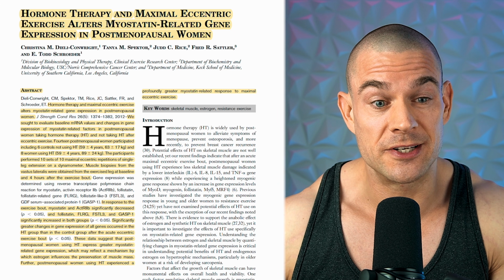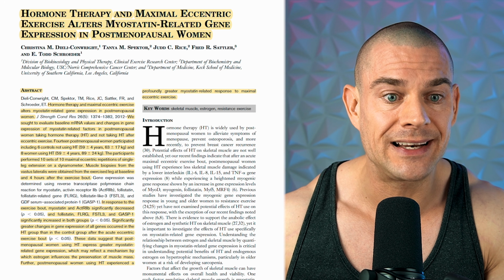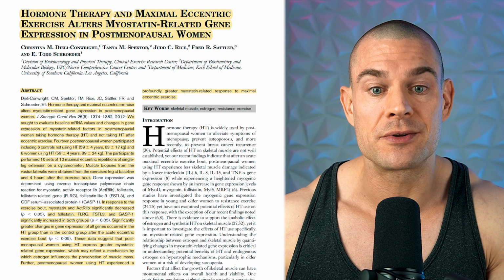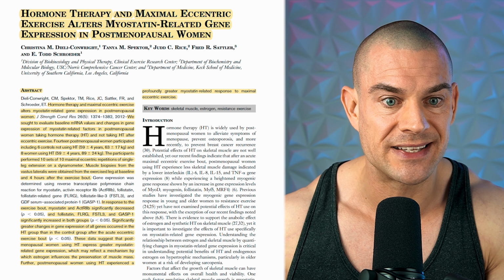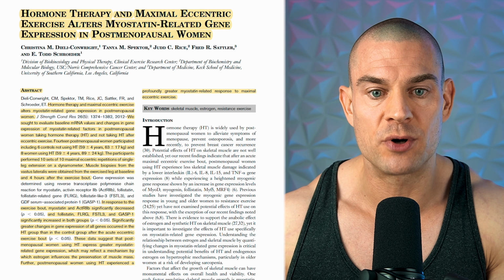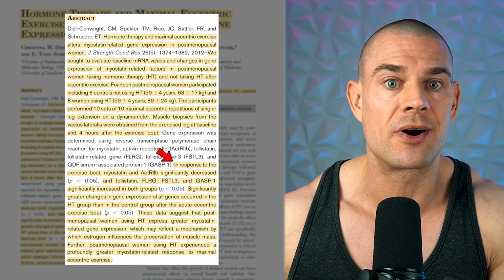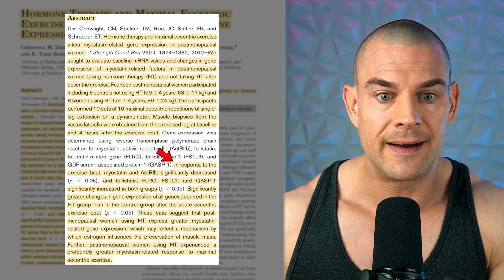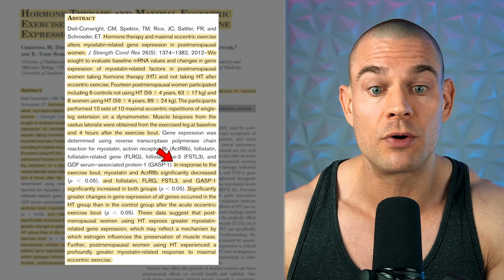This is very unfortunate, but I found a study performed on postmenopausal women, performed by Diel, Conwright et al., published on May 2012, titled Hormone Therapy and Maximal Eccentric Exercise Alters Myostatin-Related Gene Expression in Postmenopausal Women. So basically, it has been investigated regarding strength exercise and some sort of exogenous hormone in postmenopausal women using either estrogen or estrogen plus progesterone hormone therapy.